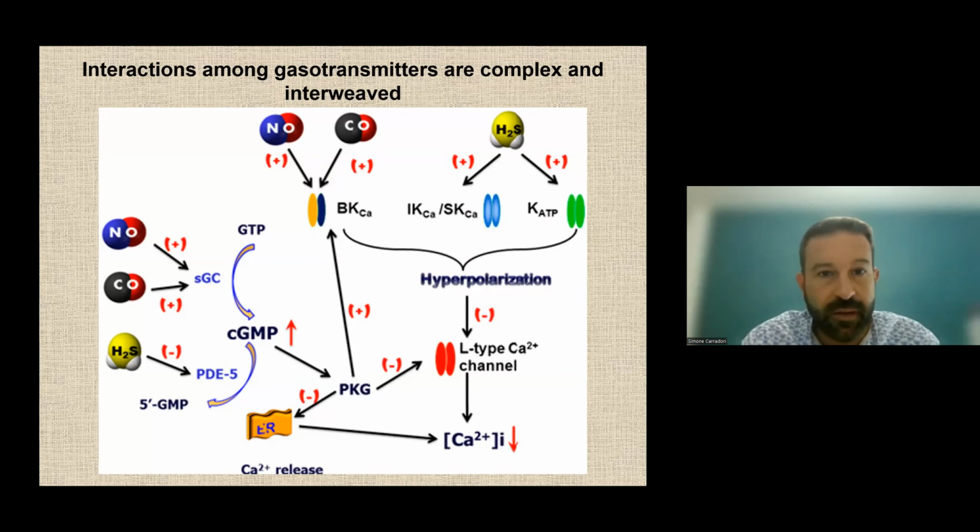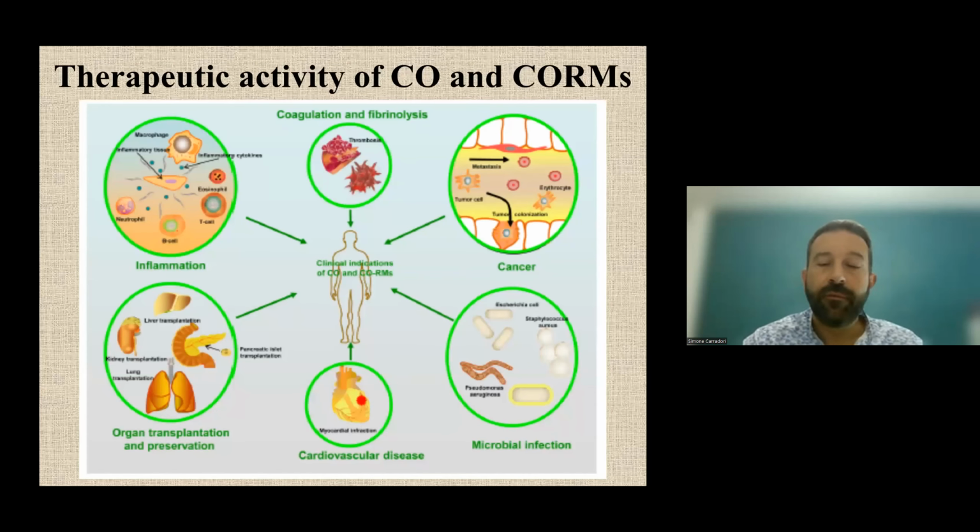Usually, gasotransmitters, as those reported in these slides, can have a lot of second messengers which can modulate them, but they can also interact with other structures. For example, they can interact with the soluble guanylate cyclase, or enzymes, but also channels, in order to modify, for example, the concentration of calcium within the cells. And for these reasons, they can also be used as therapeutic agents.